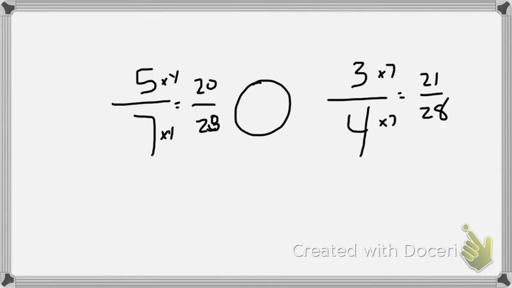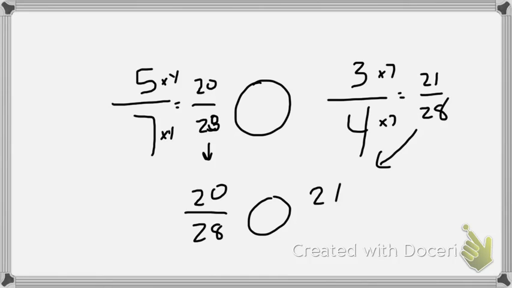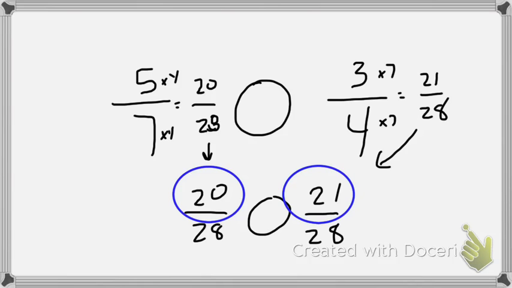We look at those two fractions now, 20 over 28 and 21 over 28, and we look at the top number, the numerator, and 21 is bigger than 20, so 3/4 is bigger than 5/7. After we find the common denominator, we look at the numerator, and that tells us which fraction is bigger.